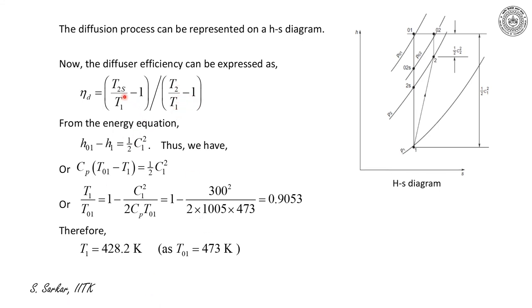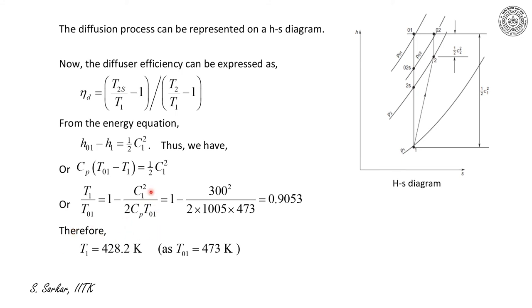Now, the point T2s represents the isentropic temperature rise in the diffuser. From the energy equation, I can write h01 minus h1 is equal to C1 squared by 2. Thereby, Cp into (T01 minus T1) is equal to C1 squared by 2, and hence T1 by T01 is equal to 1 minus C1 squared divided by 2 Cp into T01.